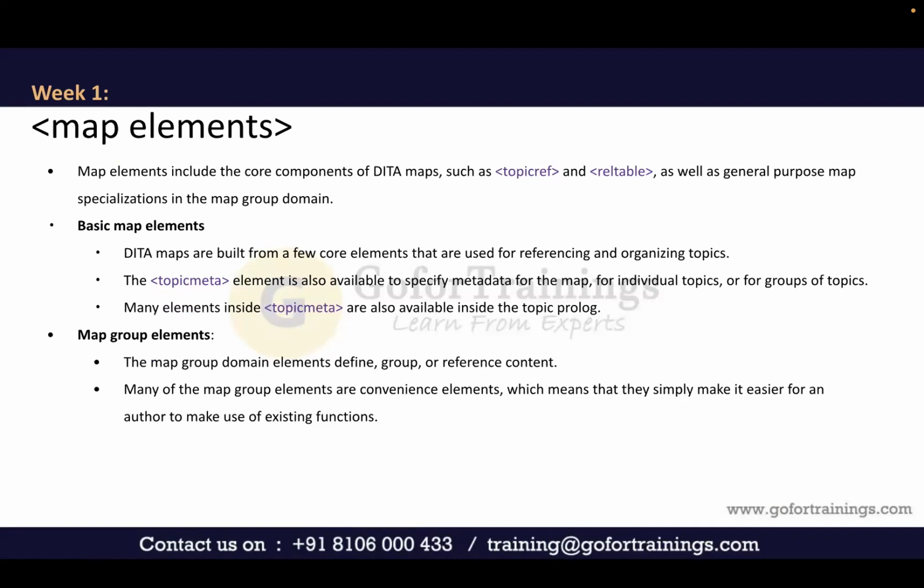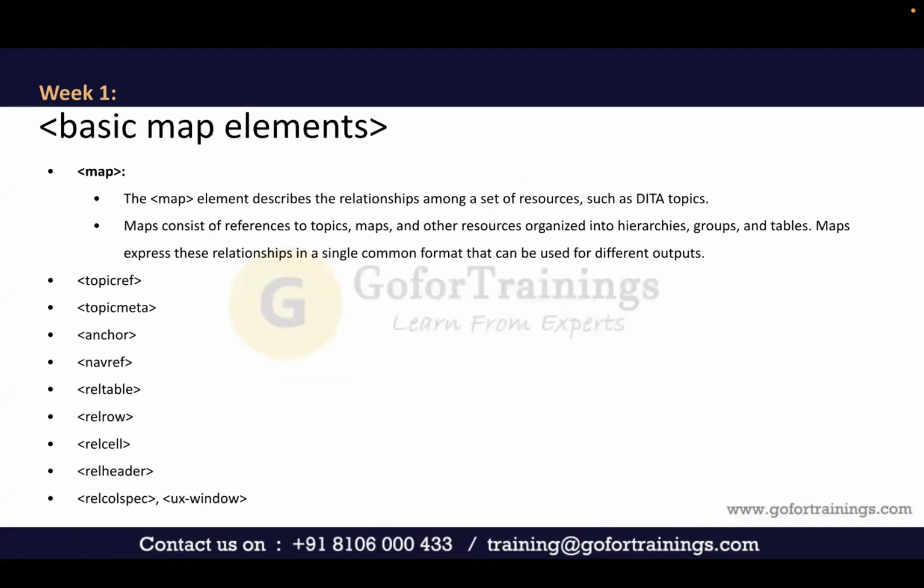Similarly, we have map elements. Map is a grouping of topics, right? So within a map, you would mostly see references to topics, or sometimes a map can refer to another map. So you can insert a map inside a map. There are basic map elements and then grouping elements for maps. Topic ref, topic meta, anchor, nav ref, relation table, relation row, relation cell, relation header, col space, UX window. So there are different types of elements allowed inside a map.